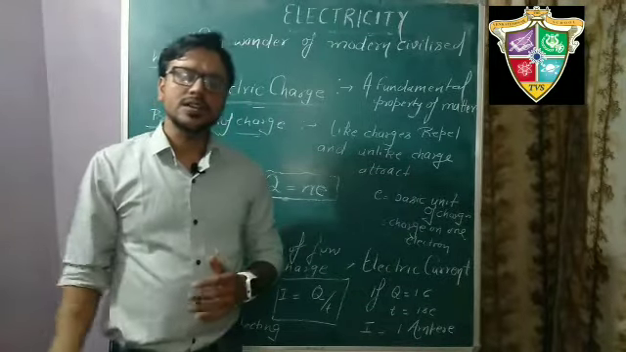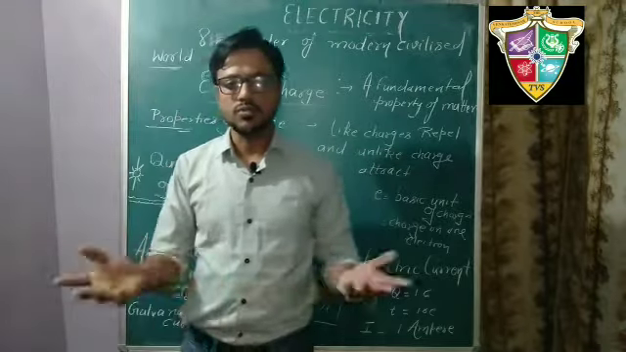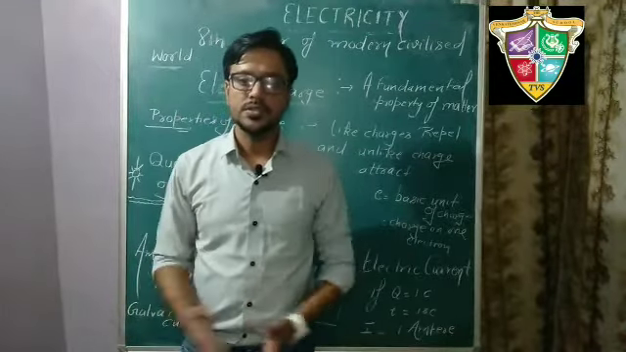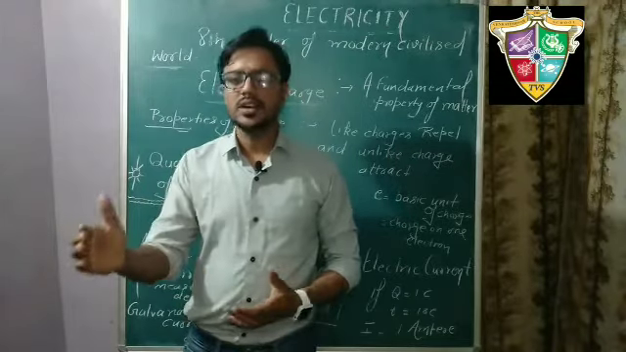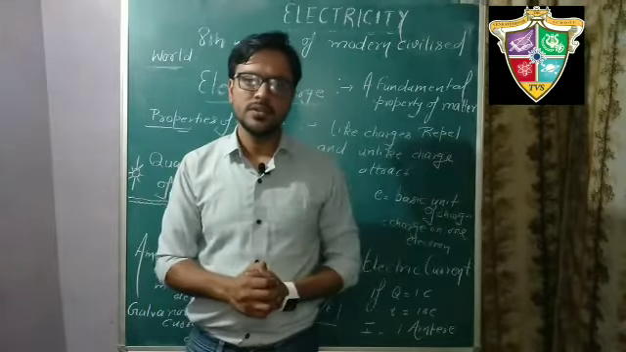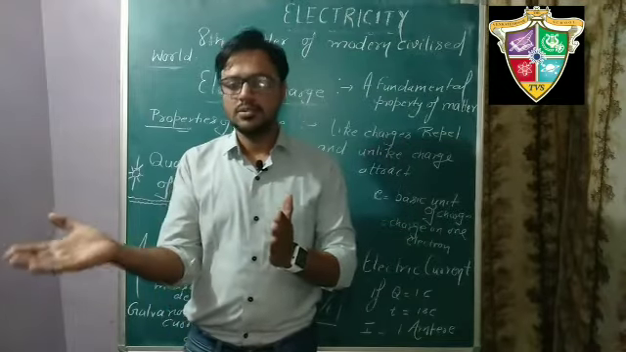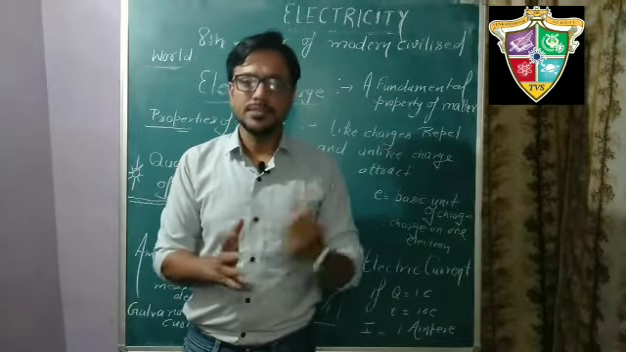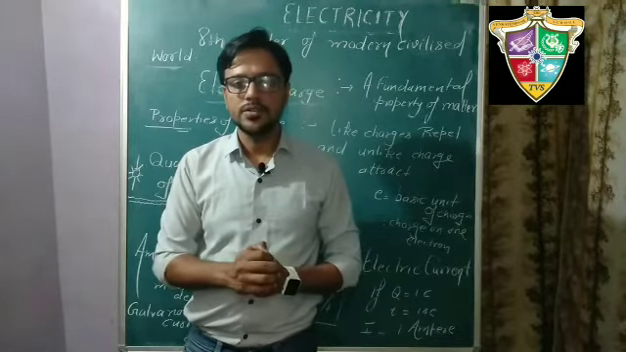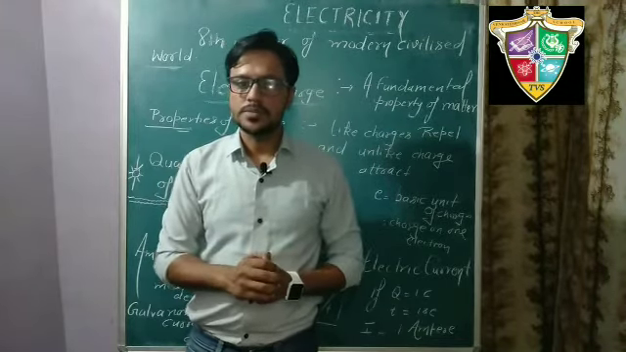In your earlier classes you had studied that charge is of two types, positive charge and negative charge, and it is acquired by the body when it loses electrons or when it gains electrons. When a body loses some electrons, then it acquires positive charge. When a body gains some electrons, then it carries negative charge. So charge is of two types.